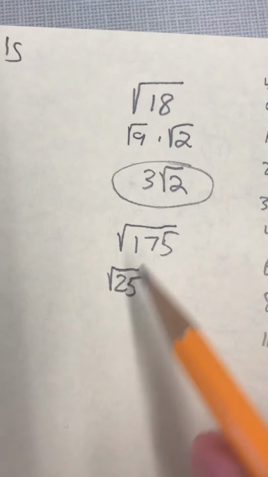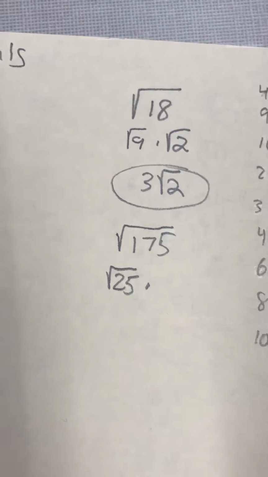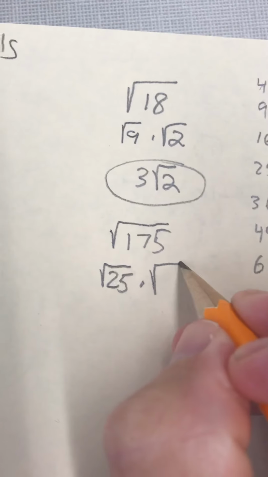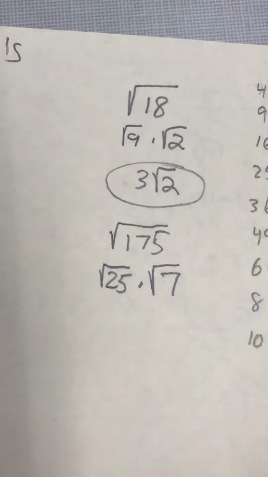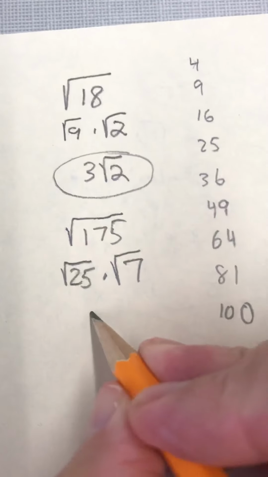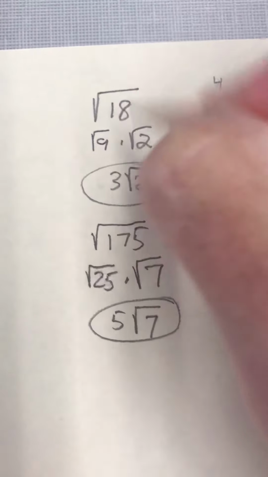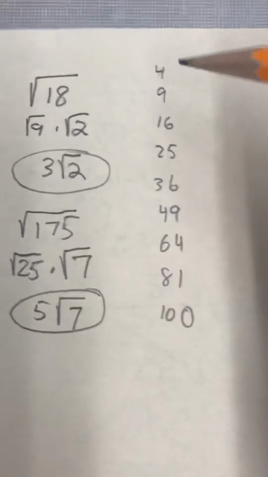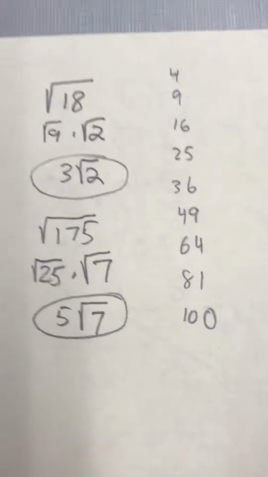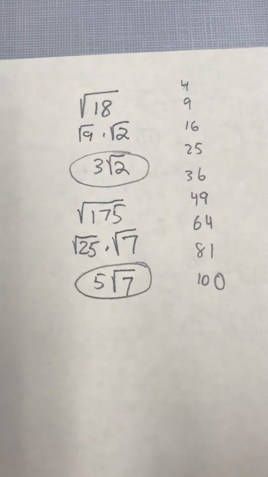Think about how many quarters go into $1.75. That might be a good way for you to realize that it's radical 25 times radical 7. And that breaks down into 5 radical 7. So these are the ones that are going to cause you problems, and we'll do one more set of examples here, just to emphasize the point that these are the only ones that can be broken down.